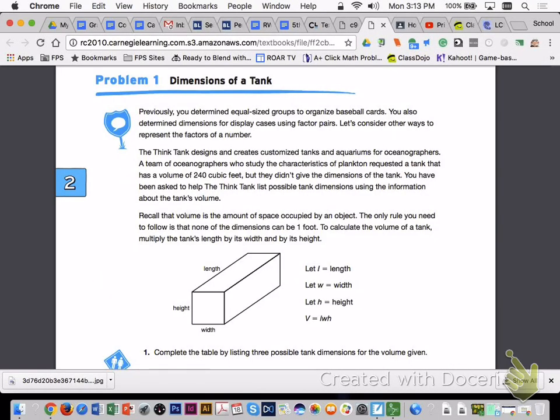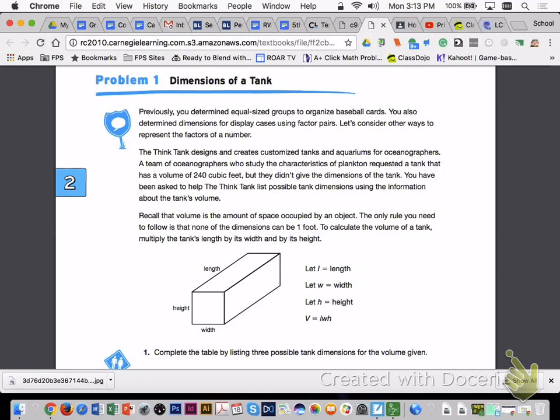Please turn to page 52, problem 1, dimensions of a tank. Previously, you determined dimensions for display cases using factor pairs. Let's consider other ways to represent the factors of a number. The think tank designs and creates customized tanks and aquariums for oceanographers.